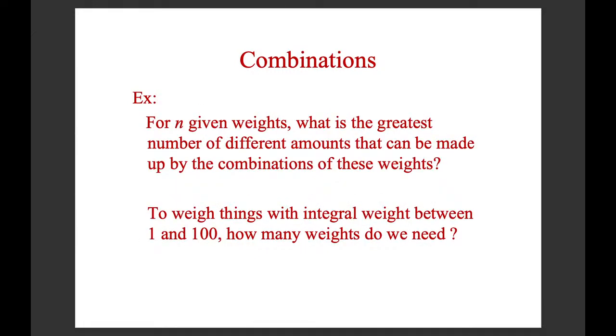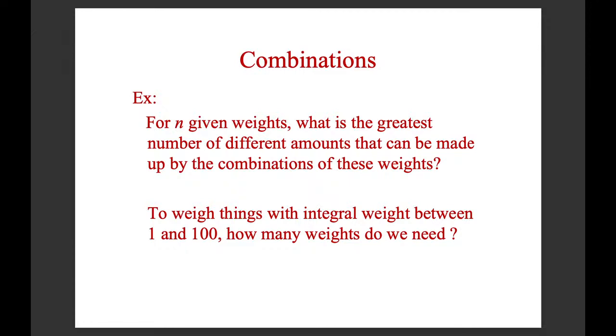Okay, another related question. Suppose that we have n given weights. This is like when we are using a balance to measure how heavy an object is. We can put the weights on one side, and then the object that we want to measure on the other side. So suppose that we have n distinct pieces of weights that we can use. How many different amounts of things can we measure on the right hand side?